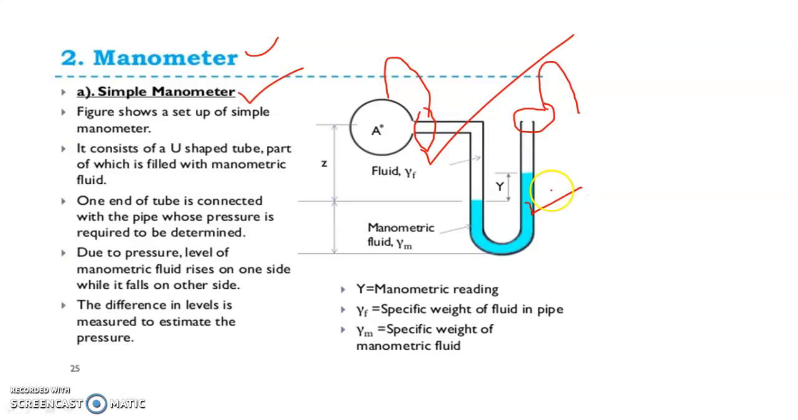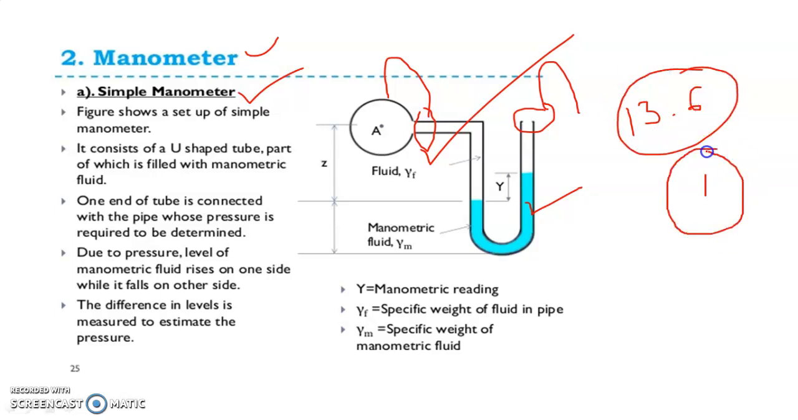The manometric fluid is normally mercury, because mercury has the highest specific gravity. So 13.6 is the specific gravity of mercury. So what is the specific gravity of water? Specific gravity of water is 1. Clear. 13.6 is the highest specific gravity. Specific gravity indicates how much heavier a liquid is compared to the standard liquid. Standard liquid is water, which is 1.